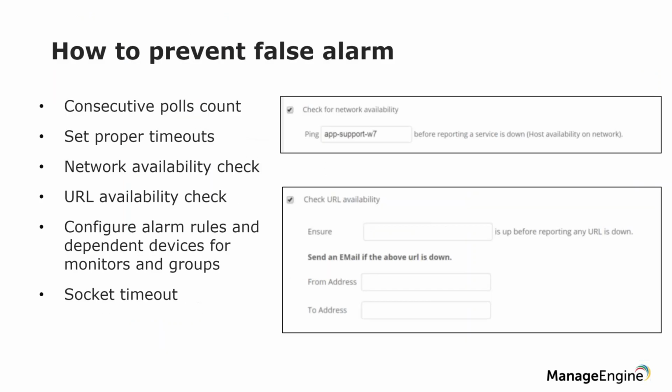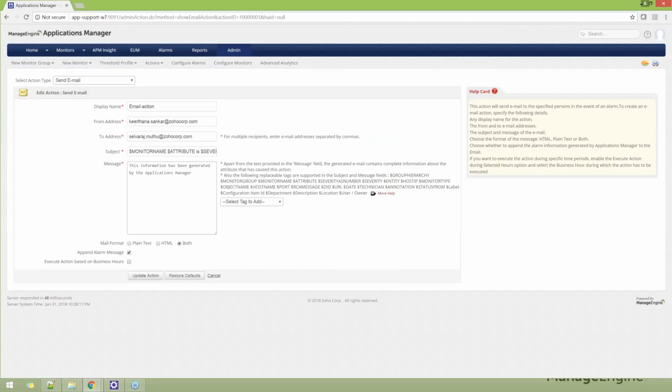So the next topic we will be looking at is how to prevent false alarms. In case the administrator knows that one of the networks is laggy, in that scenario, they can set certain features that we have in Applications Manager to check for network availability, URL availability, and we have a feature called consecutive poll counts, and you can also configure alarm rules for monitor groups. So let me switch back to the UI and show you that.